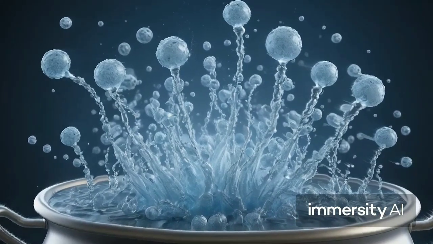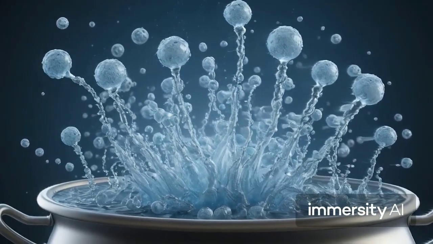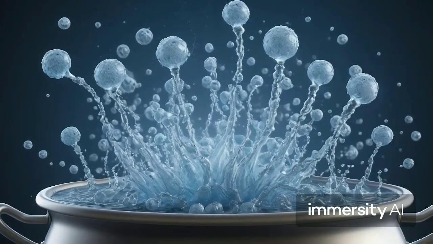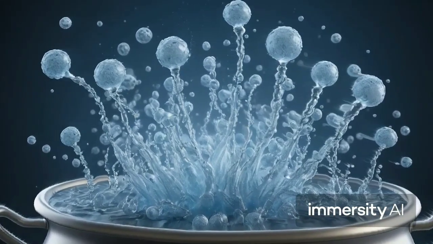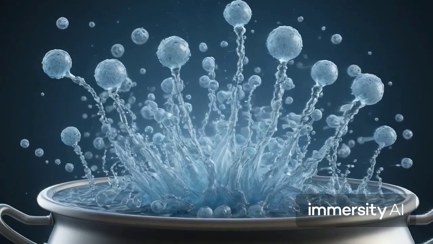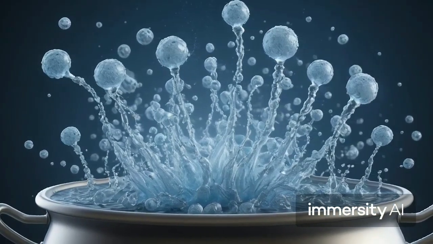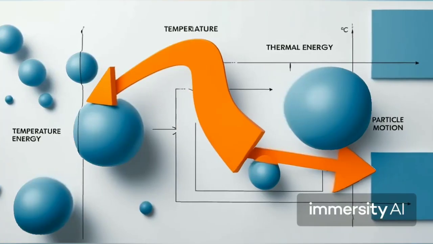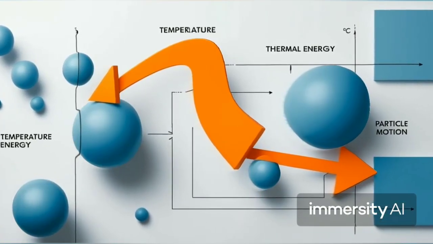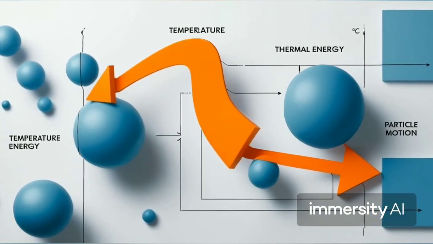Solids. In solids, particles are tightly packed and vibrate in fixed positions. They have the least amount of kinetic energy. Liquids. In liquids, particles are more loosely packed and can move around each other. They have more kinetic energy than solids. Gases. In gases, particles are far apart and move rapidly in all directions. They have the most kinetic energy.